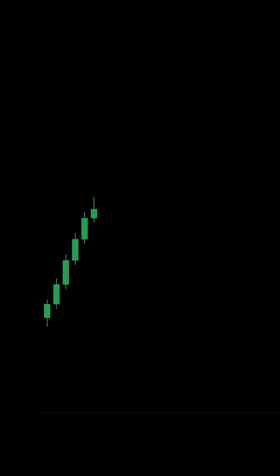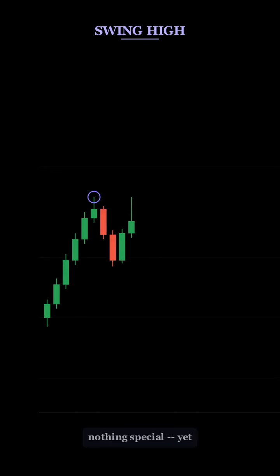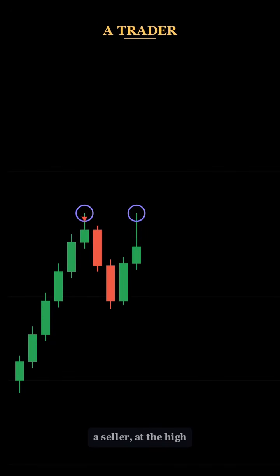Imagine price creates a clean swing high. Nothing special, right? But now think like a trader. Someone sells near this high and places a stop loss above it. Another trader does the same, and another.